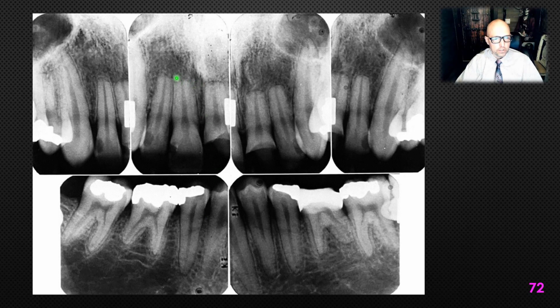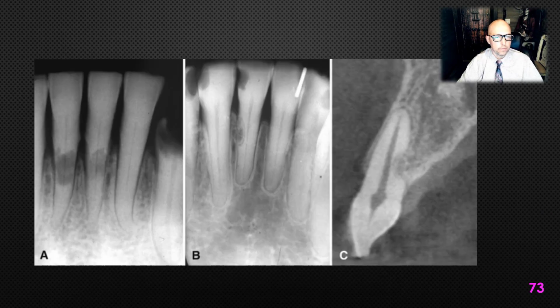Here the apices just look shortened. The PDL space is intact, and they look kind of rounded. And same thing for these mandibular teeth. In this case, the molars in this patient just look shortened. They just look like short roots. And so the PDL space remains intact, and you can say that's likely external resorption.